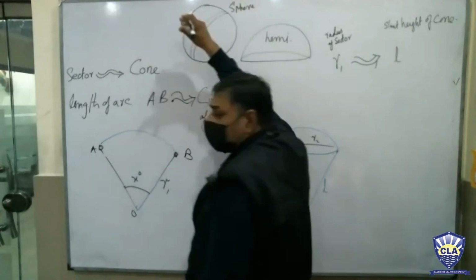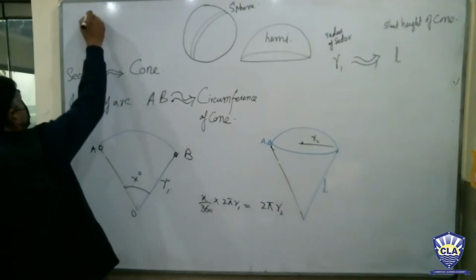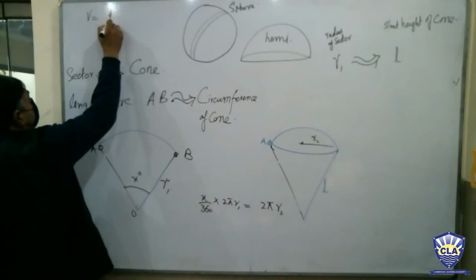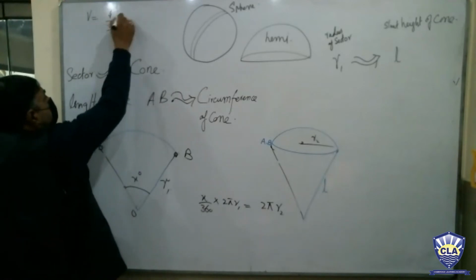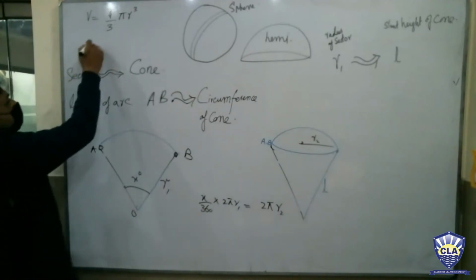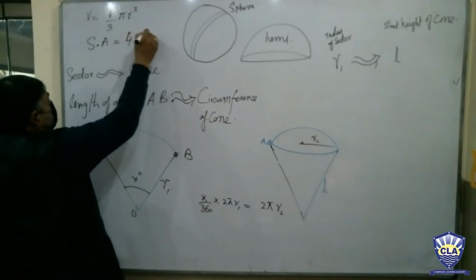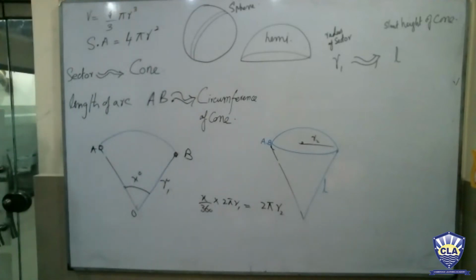He gave you the formula of the sphere, not of the hemisphere. The volume of a sphere is 4 over 3 pi r cube. Volume of sphere. And surface area is 4 pi r square. 4 pi r square is the surface area.